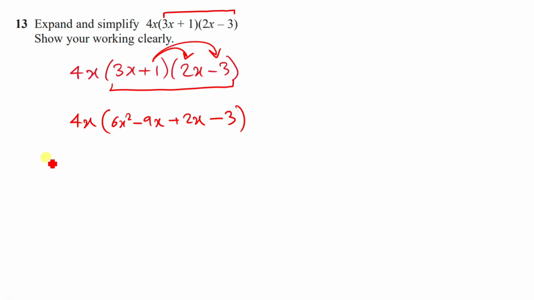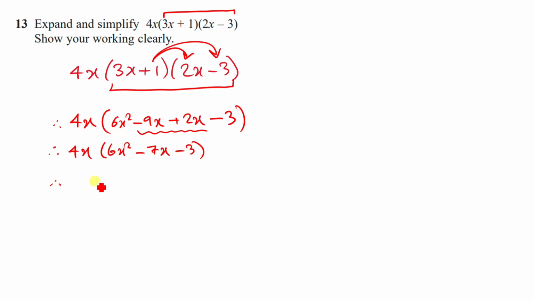Cool. And then we want to tidy this up here. So I'll put therefore signs. So 6x squared is fine. You want to collect like terms with these two. So minus 9x plus 2x is minus 7x. And the last one is minus 3. Cool. And finally, just open up the bracket.